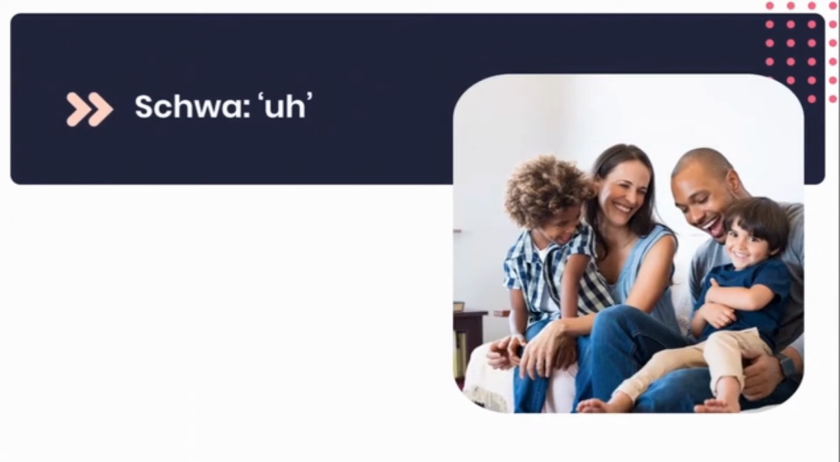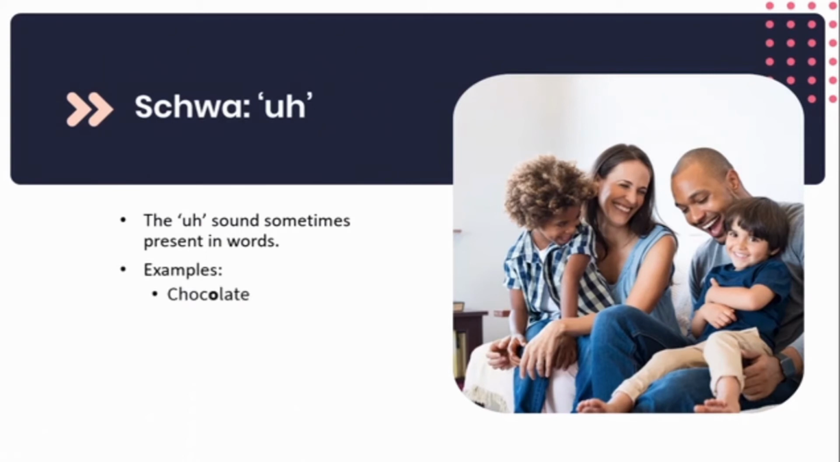The next pronunciation is the schwa sound. Now, schwa is the name we use to describe the sound that is sometimes present in words. Here are some examples. Chocolate, memory, family, animal.